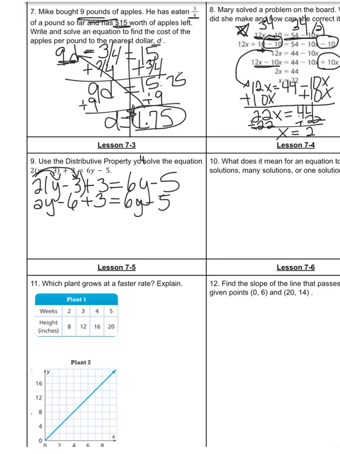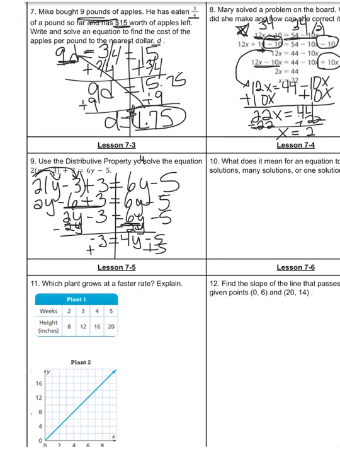Now I need to combine like terms on the same side of my equal sign here. So I need to combine negative 6 plus 3. So I have 2y minus 3 equals 6y minus 5. Now, from here I have to look at my y's. I have 2y here, 6y here. If I subtract 6y from both sides, I'm going to get a negative on the left. So we're going to subtract 2y from both sides. When I do that, I get negative 3 equals 4y minus 5.